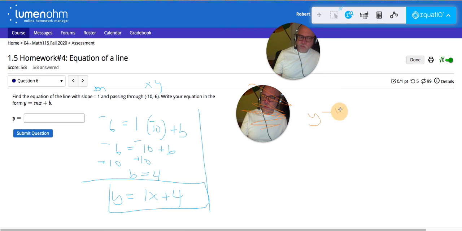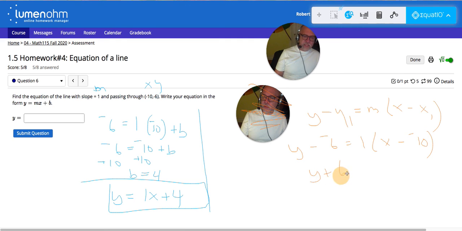Y minus y1 is equal to m times x minus x1. That's the other version. That's the other equation type, point slope. And we're going to put in our specific things. Y minus negative 6 is equal to 1 times x minus negative 10. Okay, remember double minuses means you're going to add.